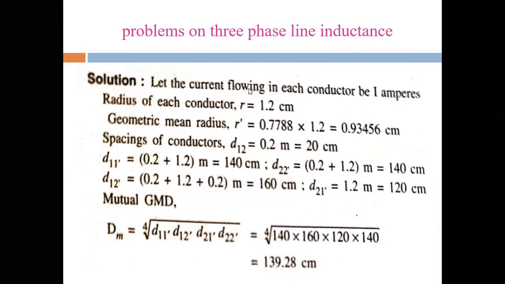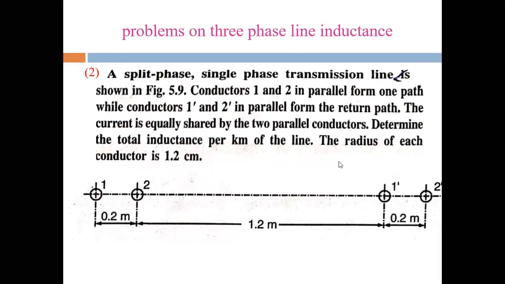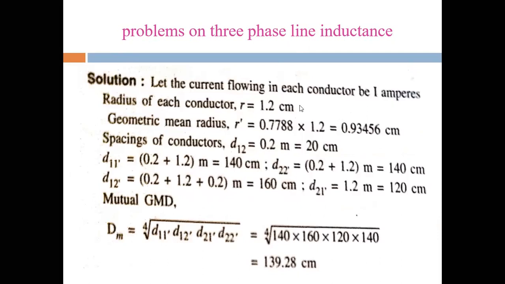Next, coming to the solution. First of all, let the current flowing in each conductor be I amperes. The radius of each conductor, as given in the question, is 1.2 centimeters.